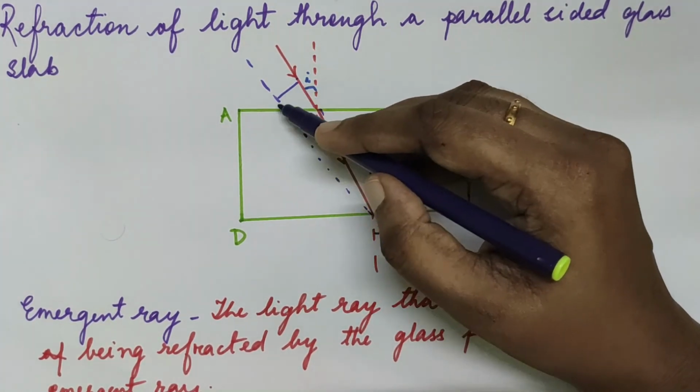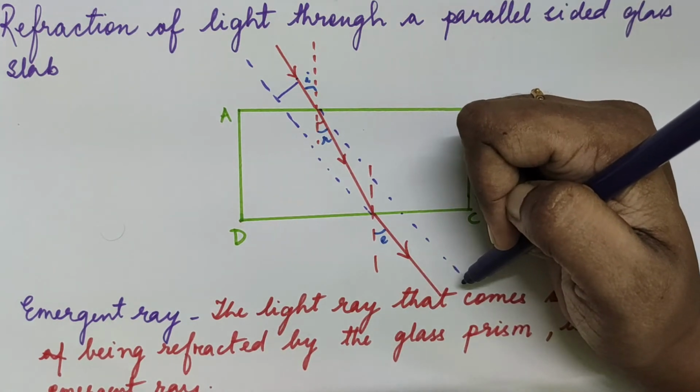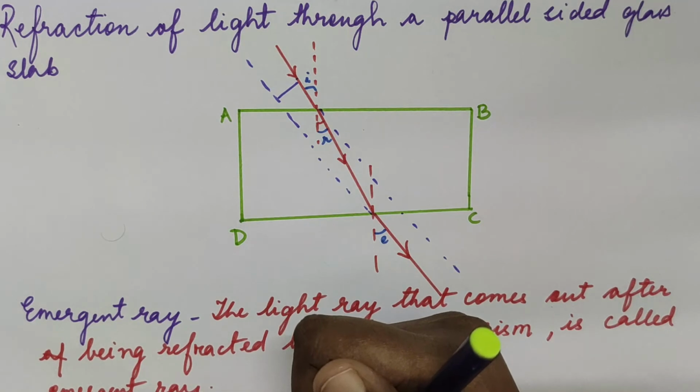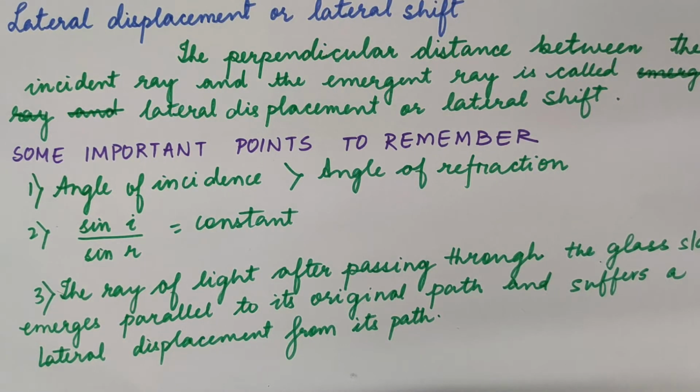So there is a parallel shift that you can see between the two rays, the incident ray and the emergent ray, and this shift is known as the lateral shift or the lateral displacement. So how do you define a lateral shift or lateral displacement? It is the perpendicular distance between the incident ray and the emergent ray. That's called the lateral displacement or the lateral shift.